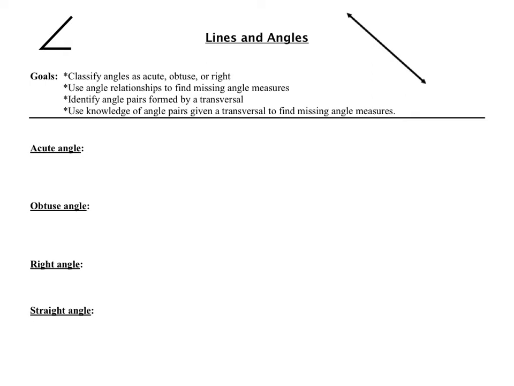The purpose of this section is to classify angles as either acute, obtuse, right, or straight. Use angle relationships to find missing angle measures. Identify angle pairs formed by a transversal. Use knowledge of angle pairs given a transversal to find missing measures.